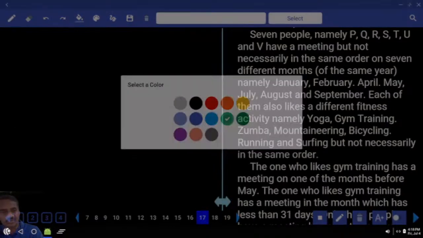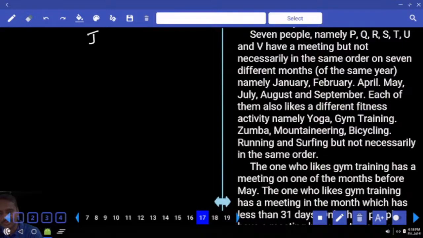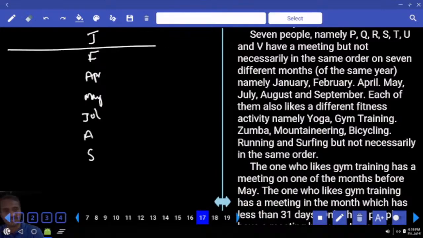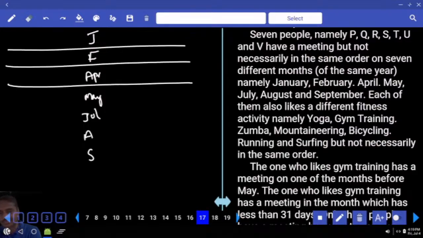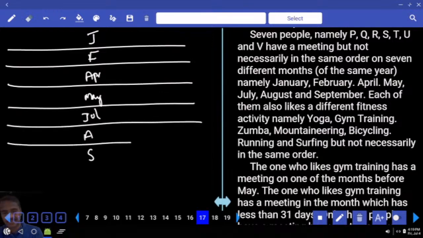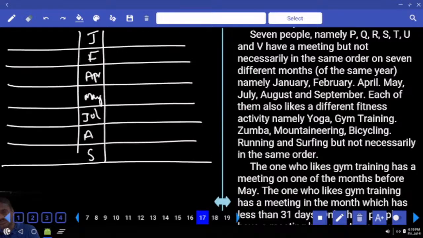And what are the months we have? January, February, April, May, July, August, and September. Now these are the 7 persons in these 7 different months. Then coming to condition number 1, a parameter is also added to this one. Hence we are keeping this one under the second priority.